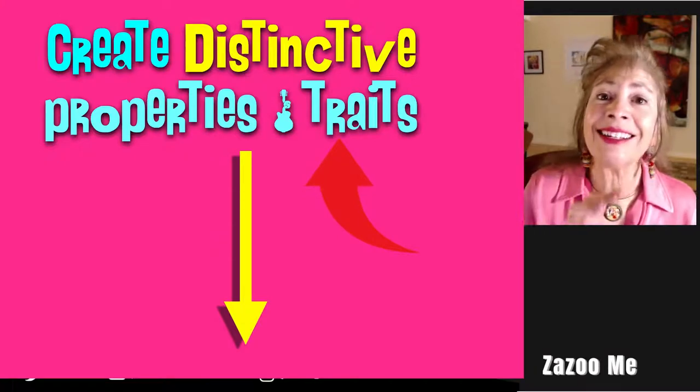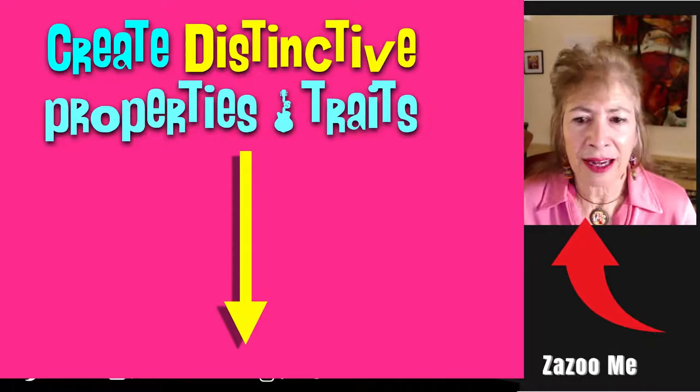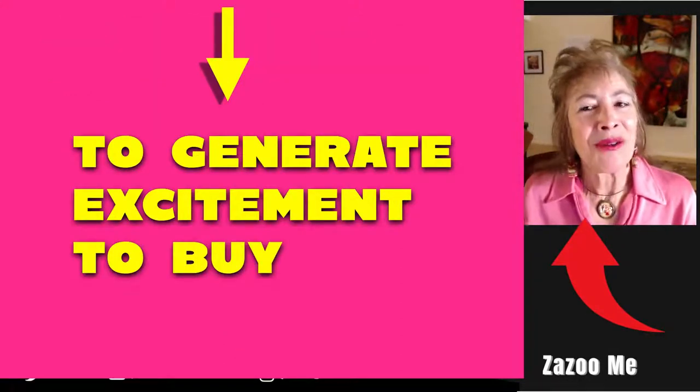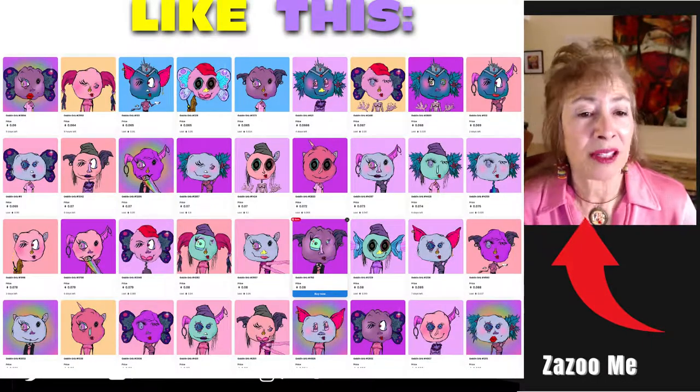Now, properties, it doesn't really matter so much if they're distinctive. Traits, yes, that is super, super important. The reason why is because you want to generate as much excitement to purchase as you possibly can.